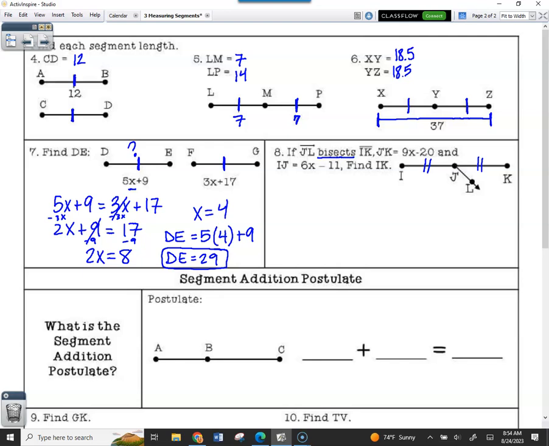Now I'm going to finish labeling. JK is 9x minus 20. I to J is 6x minus 11, and it asks for I to K. So it's asking for the whole thing, right? See how I did that?